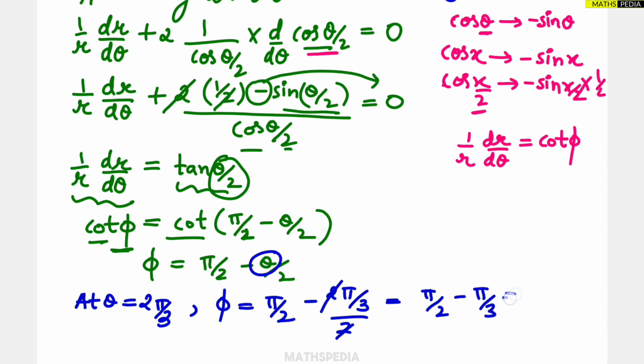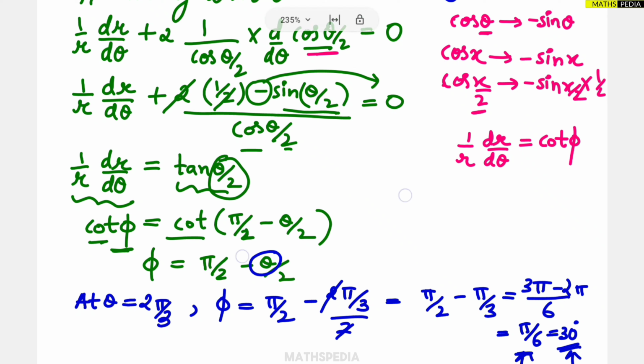So what is pi by 2 minus pi by 3? If you take the LCM, it will be 6. 3 pi minus 2 pi, so it will be pi by 6. Pi by 6 is nothing but 30 degrees. This is in radians and this is in degrees. So pi by 6 you got, which is nothing but 30 degrees. So phi answer is done. First part of the question is done. Now we have to find the psi value and then take tangent of that.